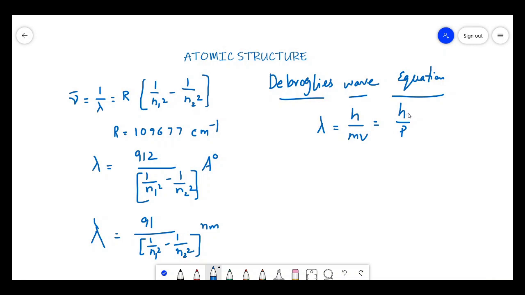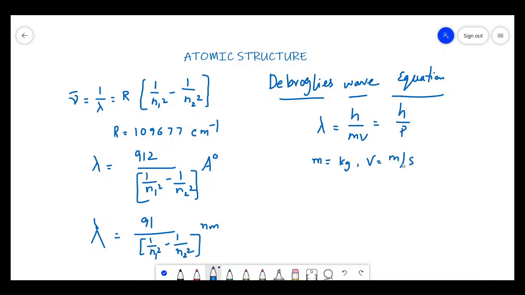So it is 6.6 into 10 to the power of minus 34. And remember one important point: while doing problems on this de Broglie's equation, you try to take mass in kilograms and also velocity in meters per second. So you just follow any one rule. Generally most questions will be asked with velocity given in meters per second, and he will give mass in grams. You have to convert the mass into kilograms, and velocity should be taken in meters per second, and then you have to do the problem.